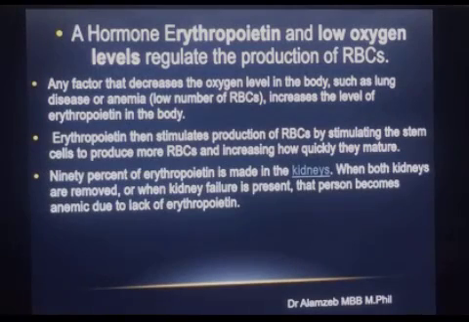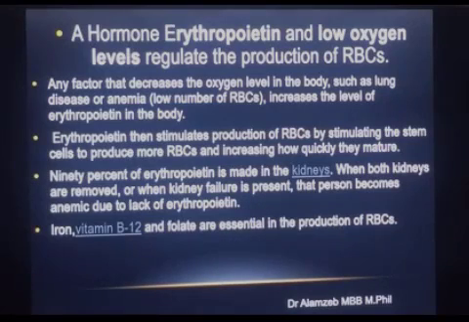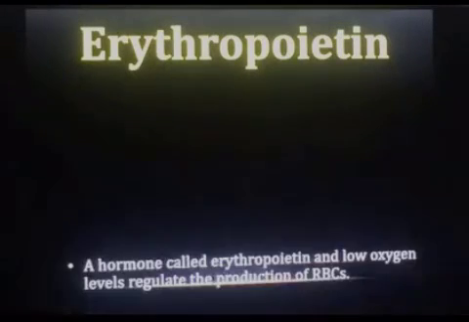90% of erythropoietin is produced by the kidney. When both kidneys are removed, or when kidney failure is present, the person becomes anemic due to lack of erythropoietin. For the production of RBCs, iron, vitamin B12 and folic acid are essential. So these vitamins and iron also play a major role in the maturation and production of RBCs.